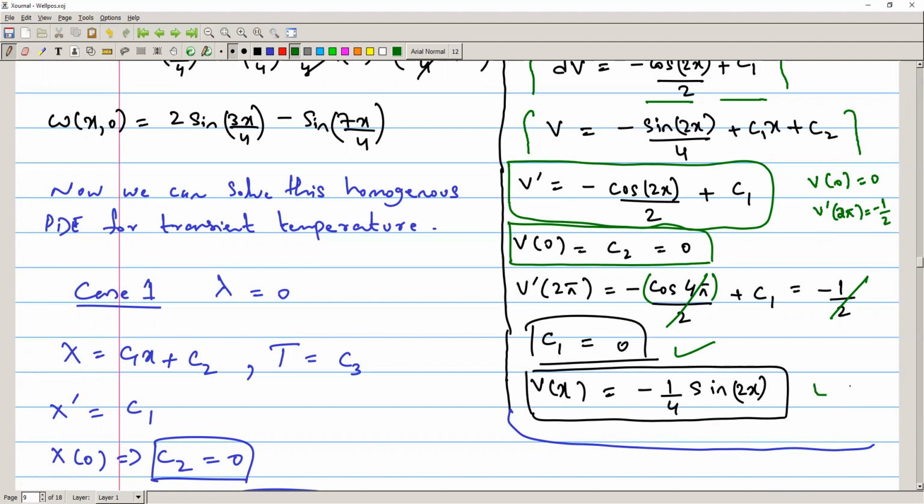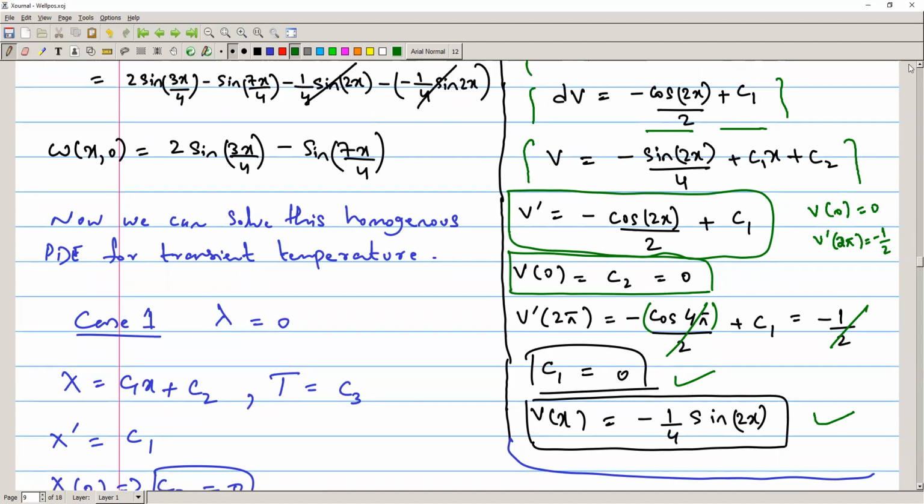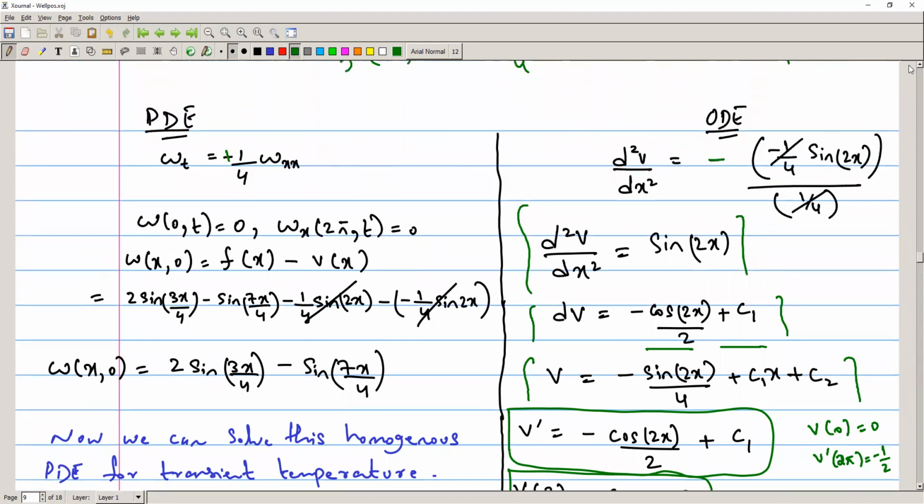So now we can use this function in the PDE that is now the homogeneous PDE, this one. We will solve this PDE, right? So now the boundary conditions are homogeneous, the PDE is homogeneous, and we know how to solve the PDE for transient temperatures, right? Because this is now a homogeneous PDE with homogeneous boundary conditions.